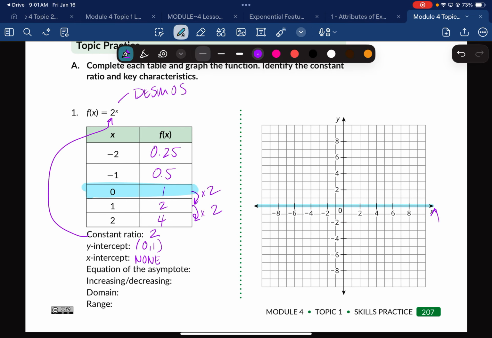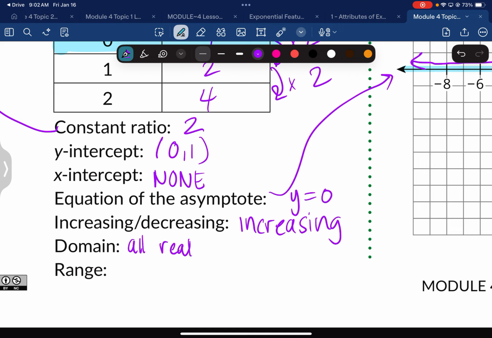Okay, your domain and your range. Remember, your domain is how far left and how far right. This one is always going to be the same. It's always going to go left to right. So this one's going to be all real numbers. Always, always, all real numbers.